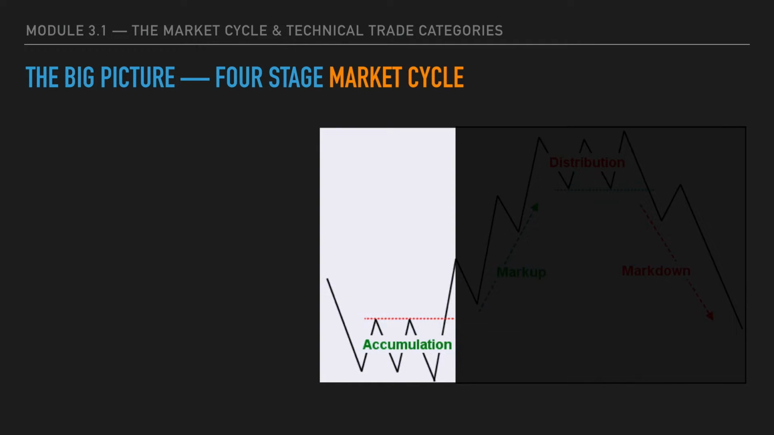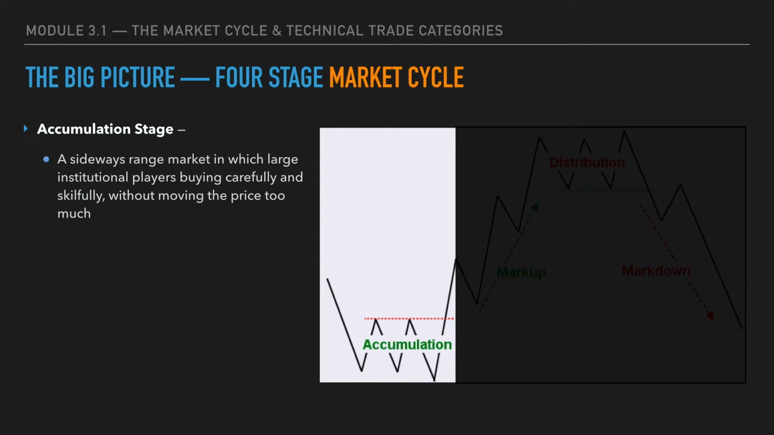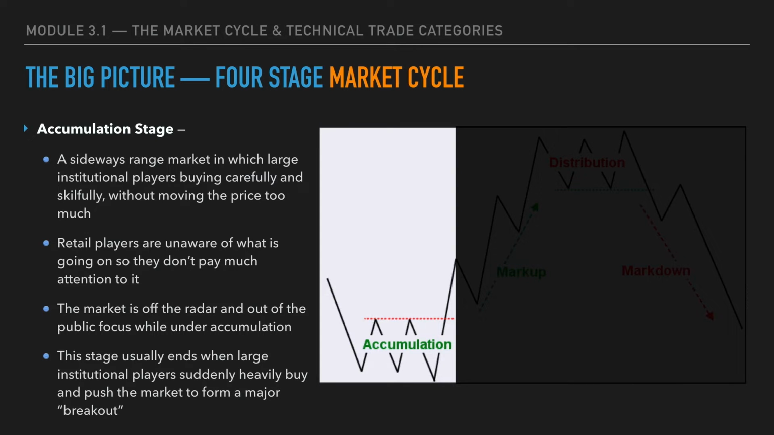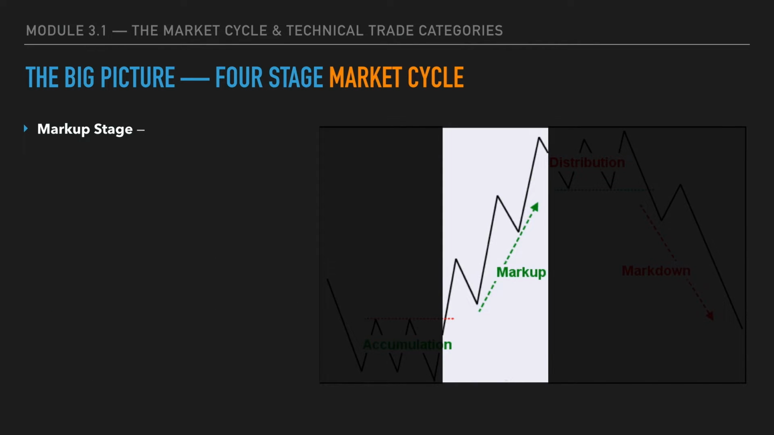Let's take a look at stage 1, the accumulation stage. This is the accumulation stage. It is normally a sideways range market in which large institutional players are buying carefully and skillfully without moving the price too much. In this stage, the retail players are normally unaware of what is going on, so they will not pay much attention to it. Basically, the market is off the radar of the public while the institutional players accumulate. This stage usually ends when large institutional players suddenly buy heavily and push the market to form a major breakout. Then it's followed by stage 2, the mark-up stage.